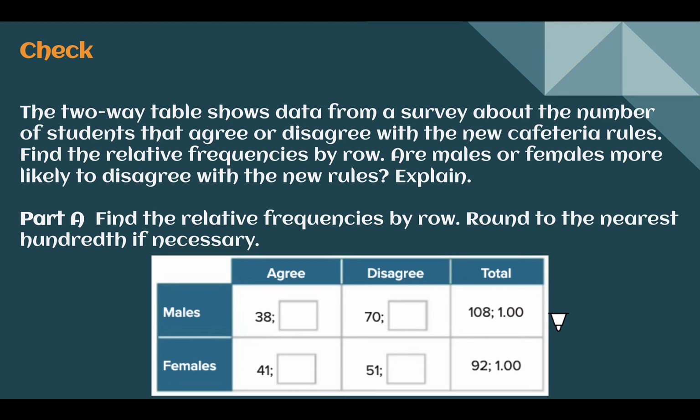Check your understanding. Read through the situation, and first fill in the relative frequencies. Use a calculator to divide and round to the nearest hundredth. Pause the video now and complete this check.